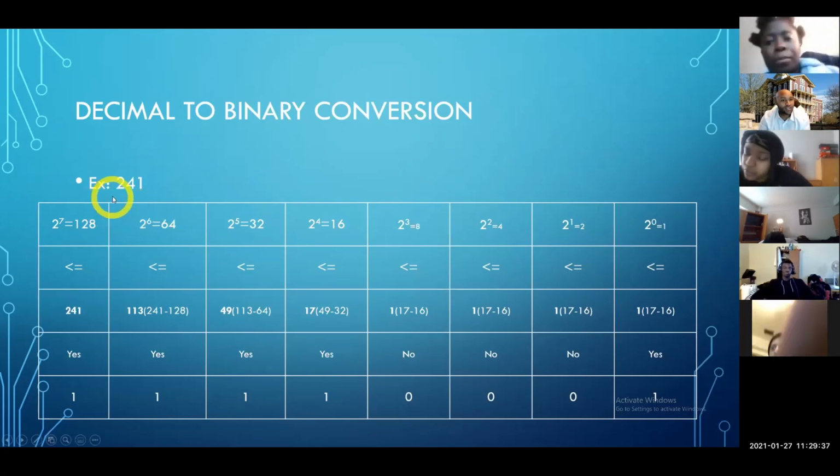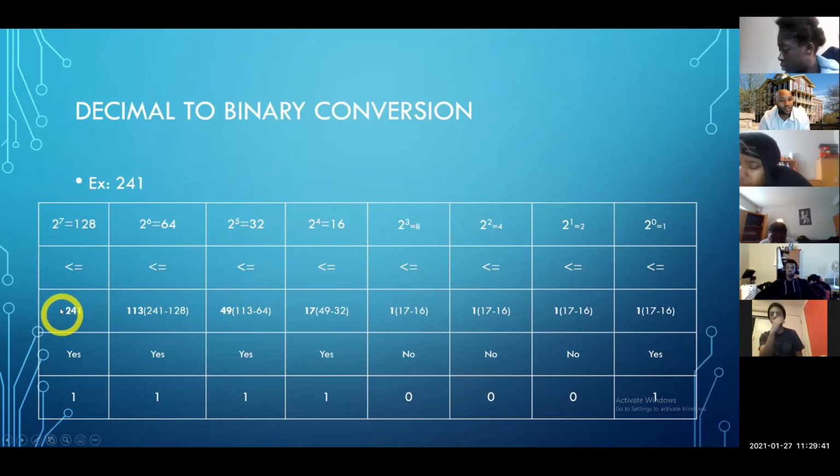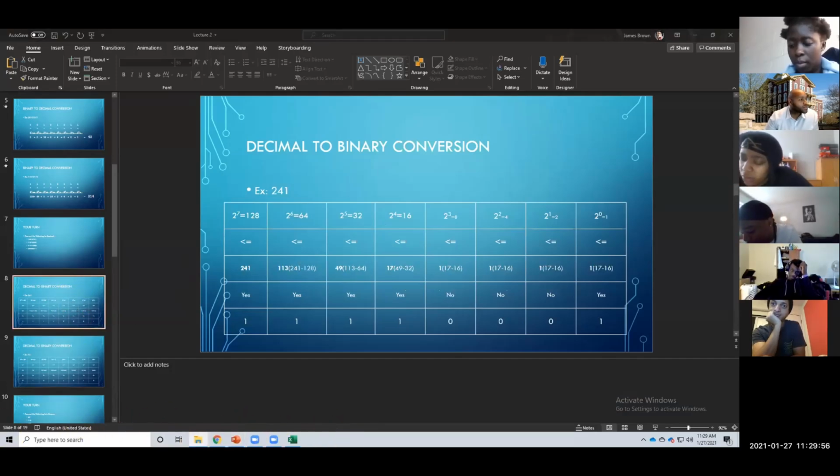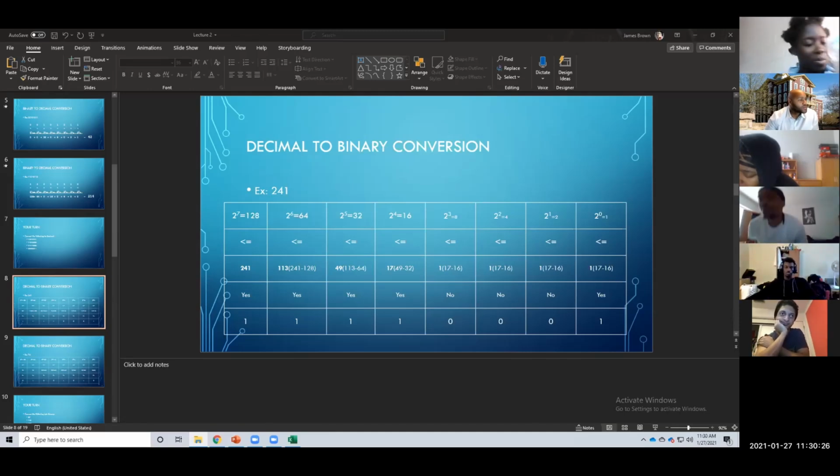So the first thing you look for is 241 less than or equal to, and that should actually be greater than or equal to. No, I changed this the other day, and I guess the update didn't get pushed through. Let me see for a second. Hold on a second. Let me fix this real quick.